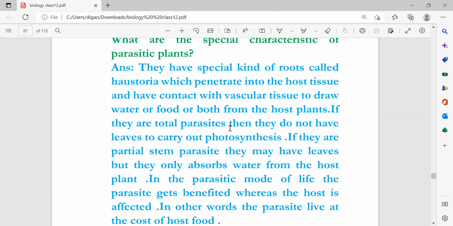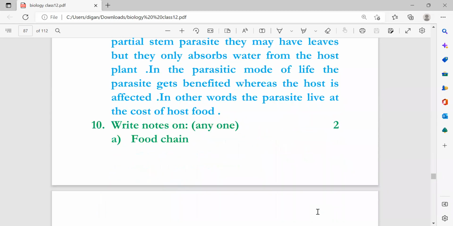If they are total parasites, then they don't have leaves to carry out photosynthesis. If they are partial stem parasites, they may have leaves, but they only absorb water from the host plant. In the parasitic mode of life, the parasite gets benefited whereas the host is affected. In other words, the parasite lives at the cost of the host's food.